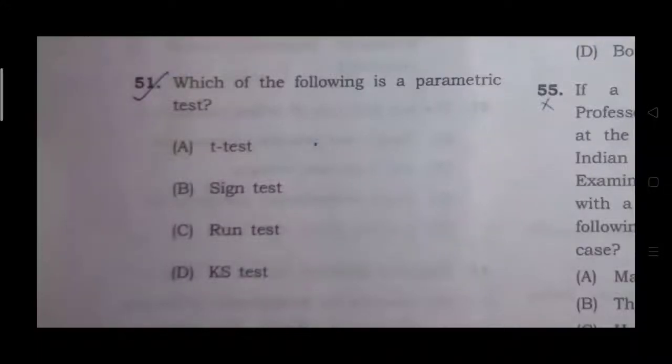Hello viewers, this is the second part of the PhD entrance exam of RGU. Let's start from question number 51.